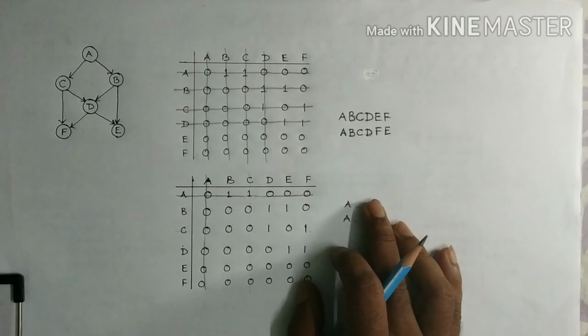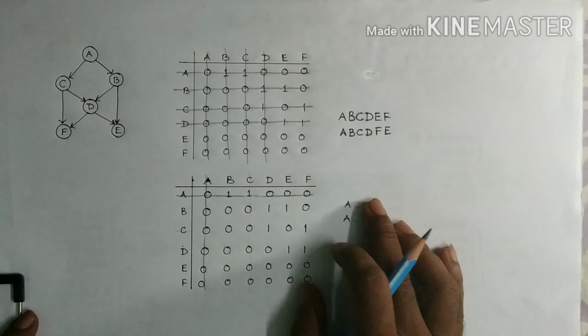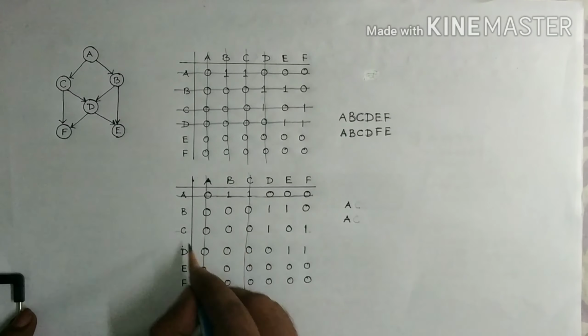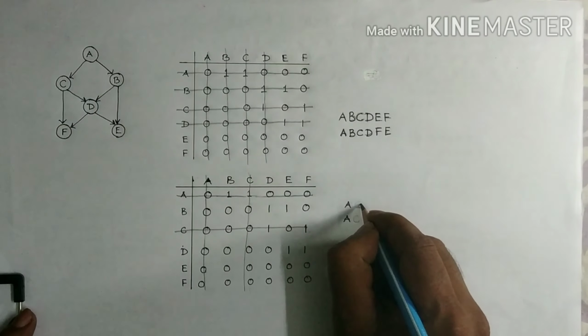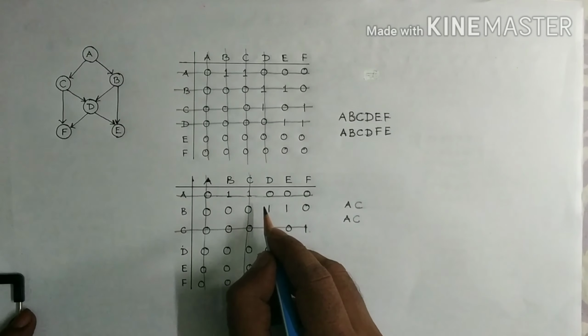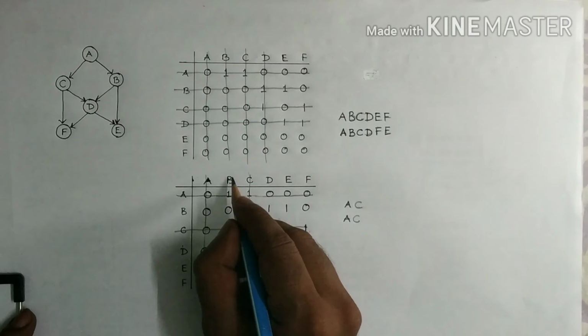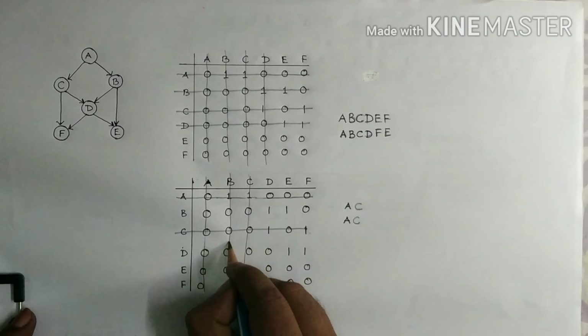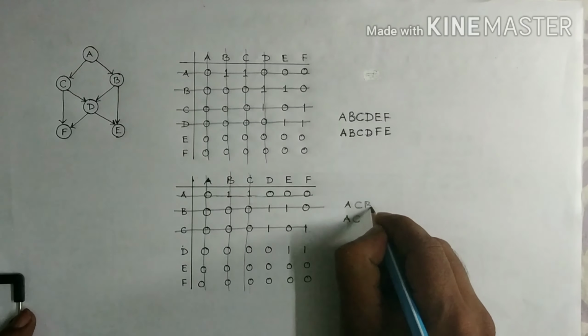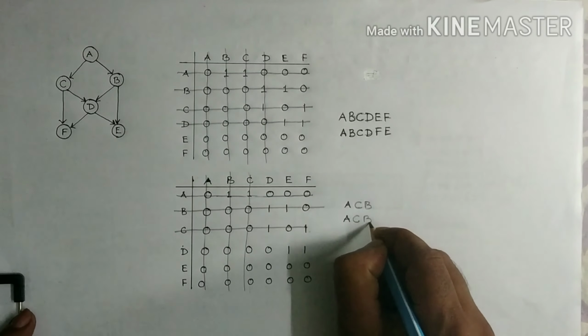After deleting column A and row A in the previous case, we selected column B among column B and column C. Here I am choosing column C. So delete column C and row C. Write C in topological ordering. Now all elements of column B are 0. So delete column B and row B. Write B in topological ordering.